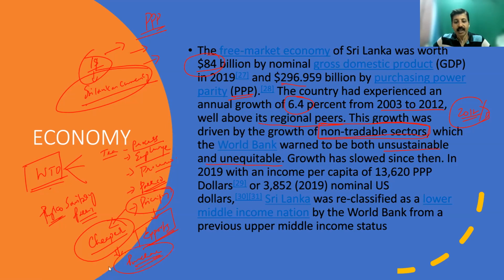But while they are purchasing, on one side the WTO keeps putting rules. When they keep putting rules, the countries purchasing from Sri Lanka, after some time, will not be allowed to purchase. That is the meaning of both unsustainable and unequitable. You are making money right now in 2012-13, but this cannot be sustainable because the World Bank has warned them. Why? Because you are not following the rules and regulations imposed by the WTO.